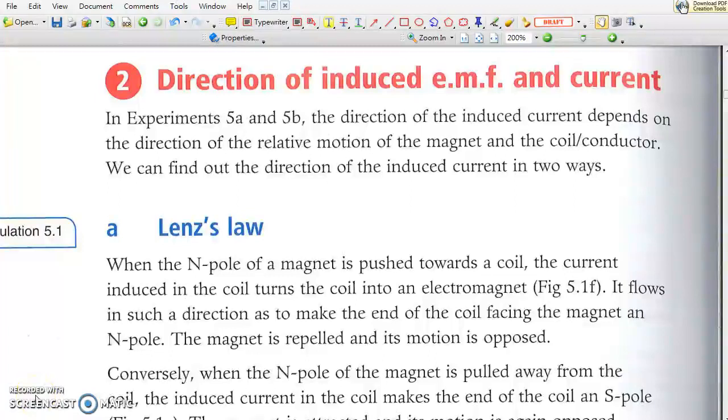2. Direction of induced EMF and current. Before we further investigate Faraday's law of electromagnetic induction, we should better master Lenz's law, which is a simple law to find the direction of the induced EMF.